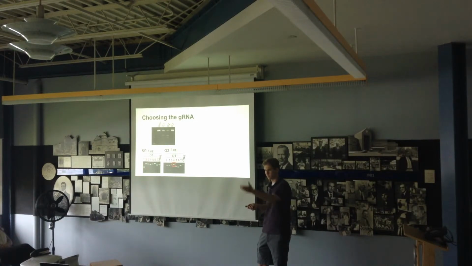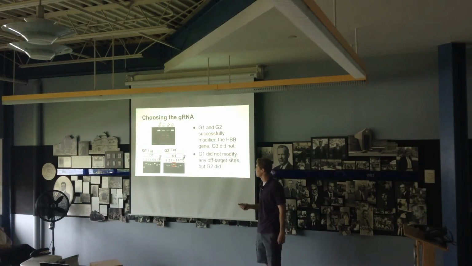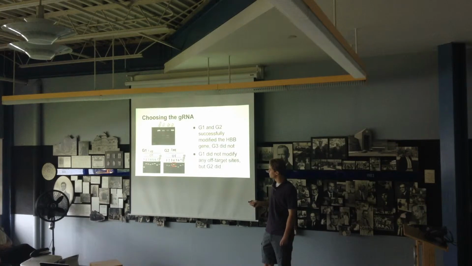Anyone? 1 and 2? Yeah, 1 and 2, exactly. So guide G1 and G2 were actually able to modify the gene. G3, as you can see, was not. So they kind of just dropped that one. And then to choose between G1 and G2, they looked to see how specific they were.